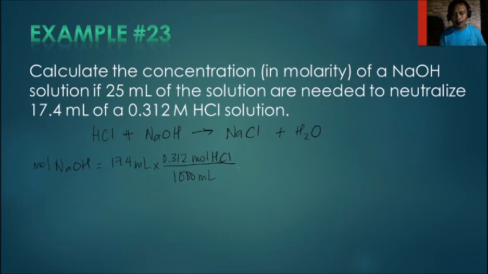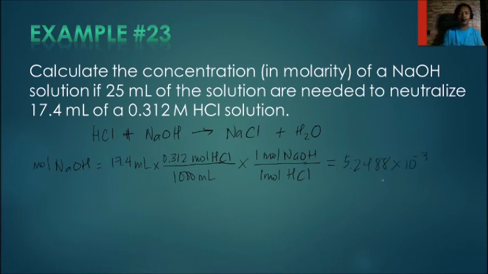Next thing to do is to use the relationship between the hydrochloric acid and the sodium hydroxide. As you can see, wala namang pong number na nakamultiply dyan. So, we can say that 1 mole of sodium hydroxide per 1 mole of hydrochloric acid. From that, malalaman na natin kung ano magiging moles ng sodium hydroxide, which is 5.2488 times 10 raised to negative 3. Yan po ang magiging mole ng base natin.